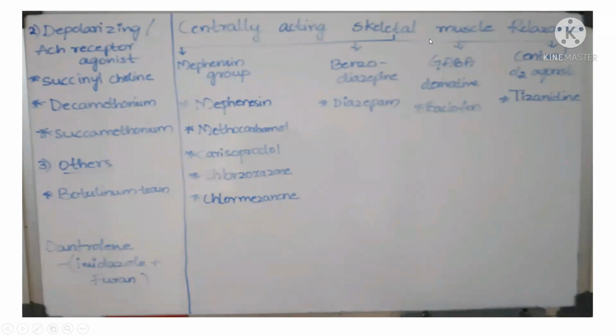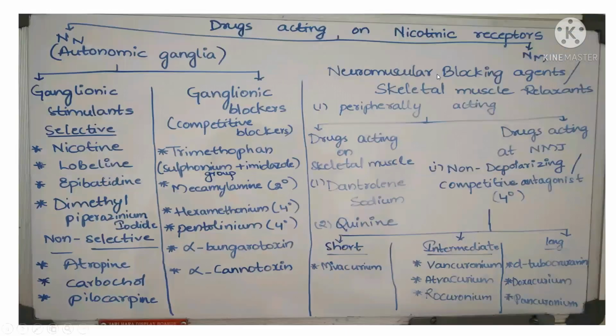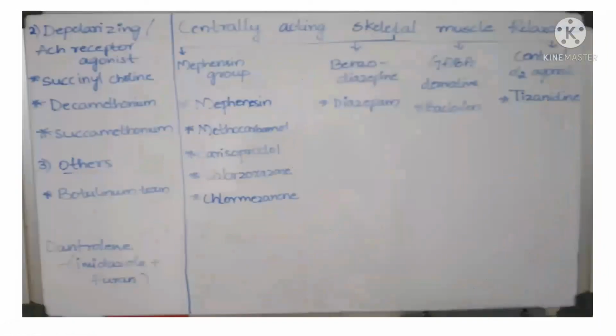And centrally acting skeletal muscle relaxants. Previously, we have seen peripherally acting skeletal muscle relaxants. And here we can see centrally acting skeletal muscle relaxants. Under this, we have mephenesin group containing drugs: mephenesin, methocarbamol, carisoprodol, chlorzoxazone, chlormezanone, and benzodiazepines, diazepam, GABA derivatives, baclofen, and centrally acting alpha-2 agonist tizanidine.